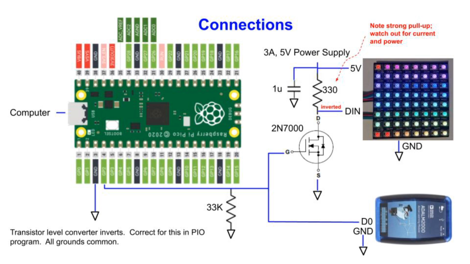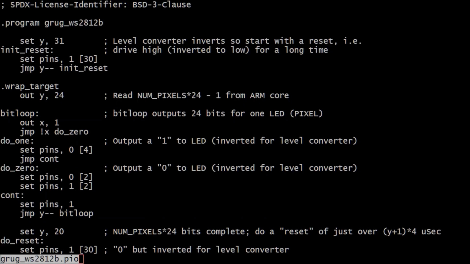And a key thing to notice is that this level conversion method inverts the signal, so I have to change the PIO program to output zeros where it used to output ones and ones where it used to output zeros. We'll see that later. Actually, let's look at the PIO program now.